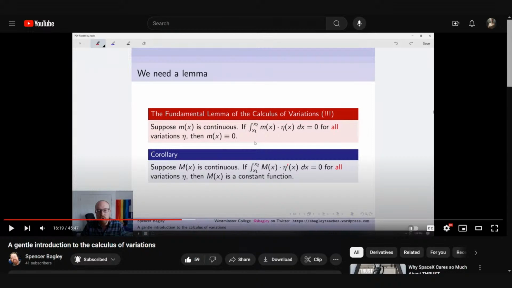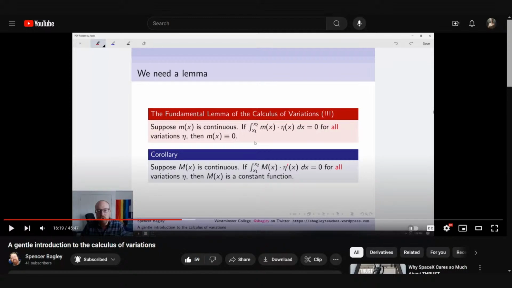So if you integrate against a variation, the function must be 0, and you get 0, the function must be 0. We just proved it. We assumed it's not. Okay, I'm going to go with this.